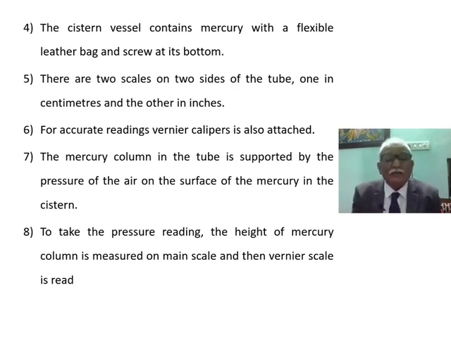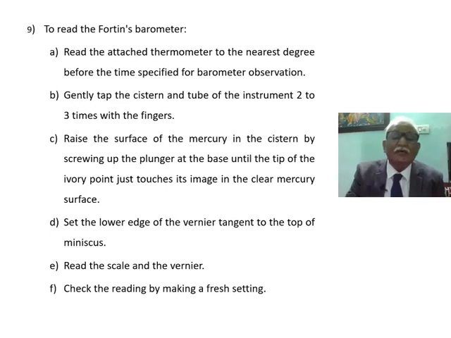Same is there. The mercury column in the tube is supported by the pressure of the air on the surface of the mercury in the system. To take the pressure reading, the height of the mercury column is measured on the main scale, and then the vernier scale is read. This is how we simply read the Fortin barometer.